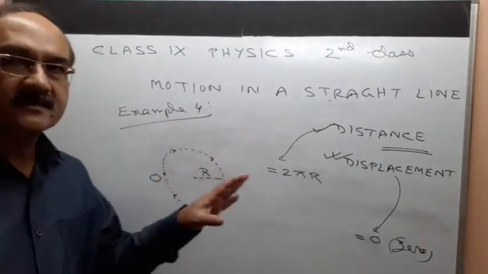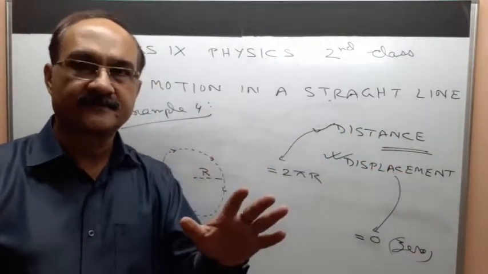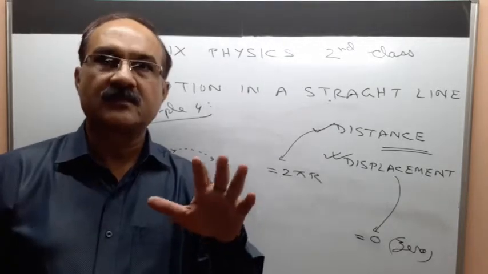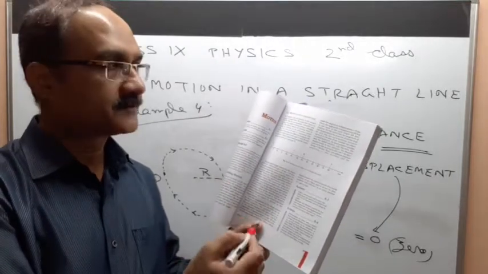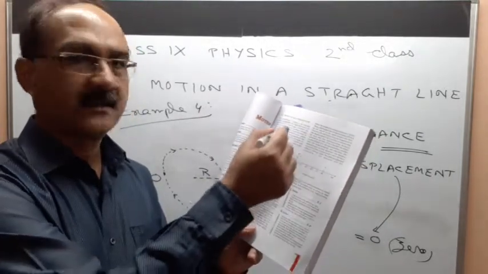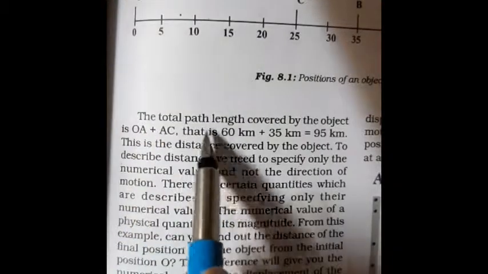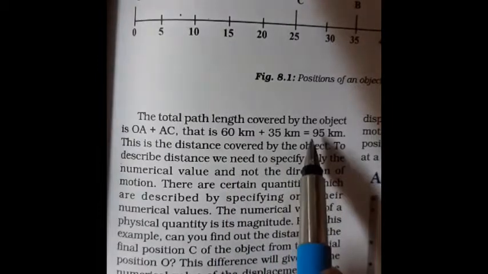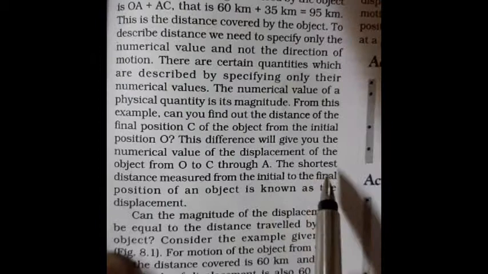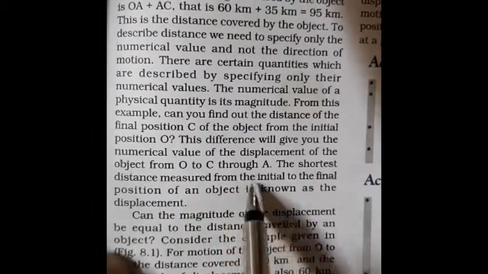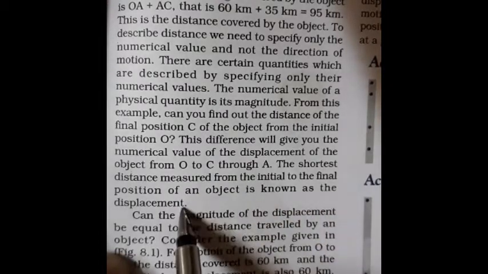With these 4 examples, I think your concept of distance and displacement is clear, right? Let's see the book, what is there. So I have covered this page 99 in this book, motion along a straight line and the definition of distance and displacement. The total path length covered by the object is the distance covered by the object. The shortest distance measured from the initial to the final position of an object is known as the displacement.